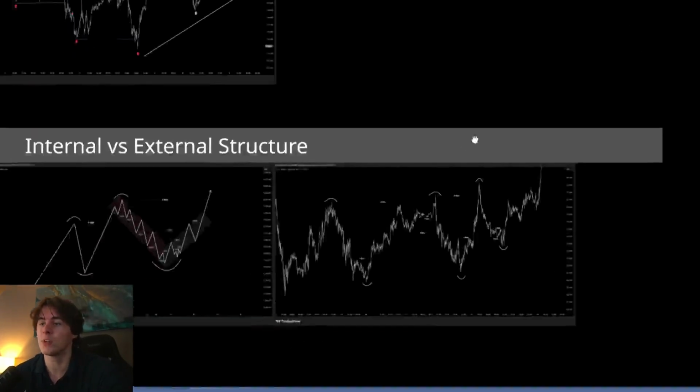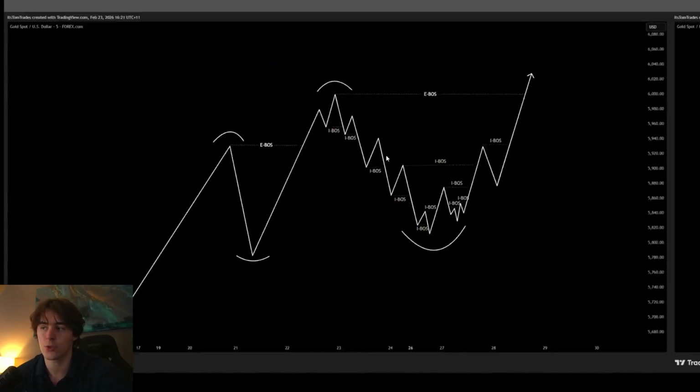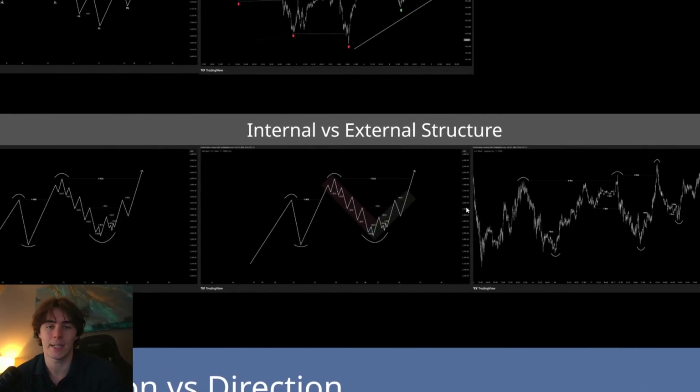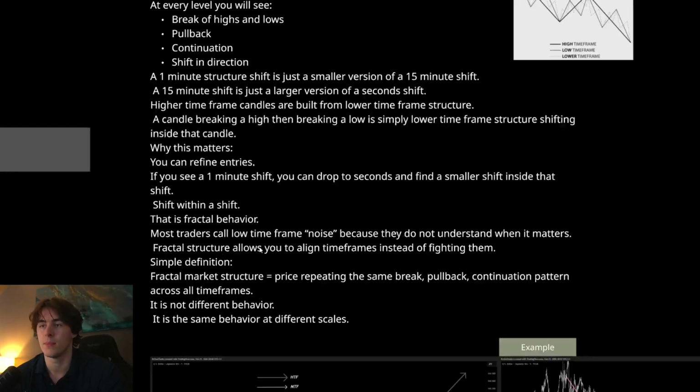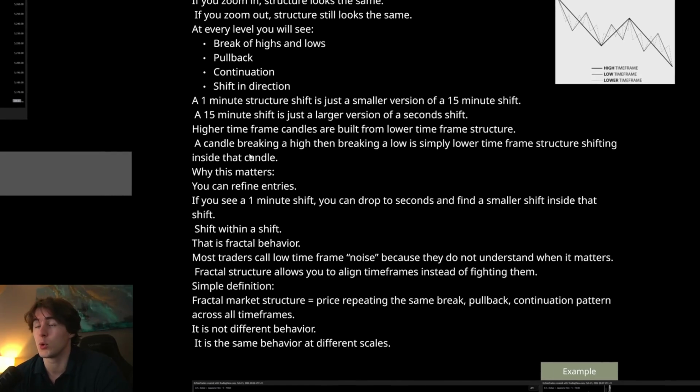But this is simply because they're not good at understanding the difference between internal and external structure and connecting and aligning different time frames. They're not good at telling the difference between signal and noise on the low time frame. They don't understand when to look at the low time frame as well, which we'll cover how to align fractal price action a bit later.